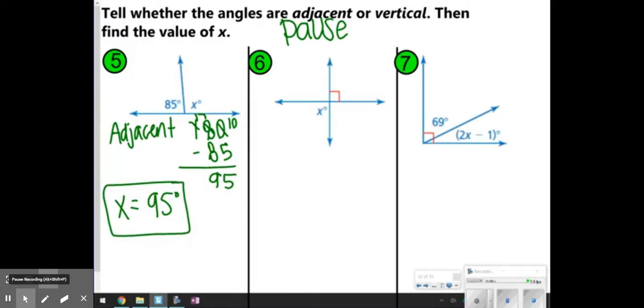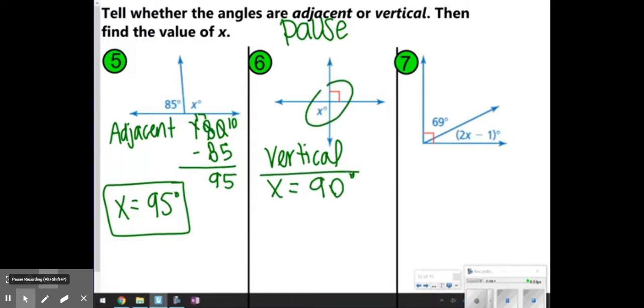Okay. Over here, number 6, these angles are vertical. And vertical angles are always equal to one another, so x is equal to 90 degrees because it's right across from a 90-degree angle. In number 7, these are adjacent.